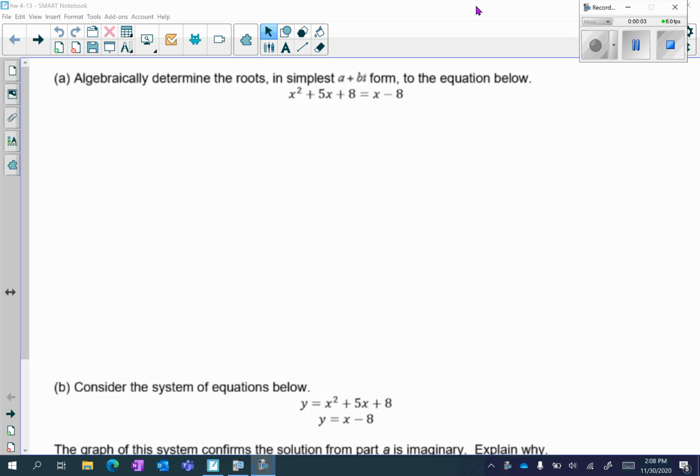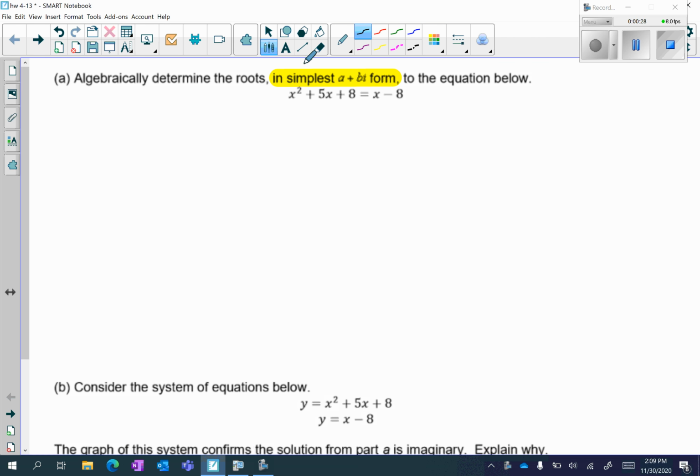Let's take a look at this Regents question, which connects finding the roots to an equation, imaginary roots, complex roots, and how it affects a system graphically, or how it affects the graph in general. So it says algebraically determine the roots in simplest a plus bi form to the equation below.